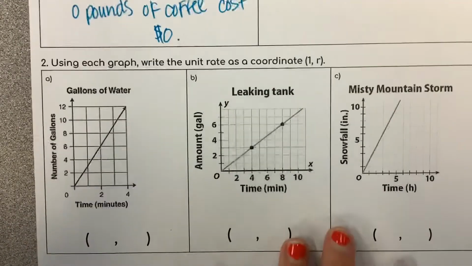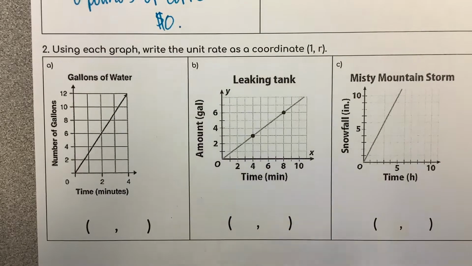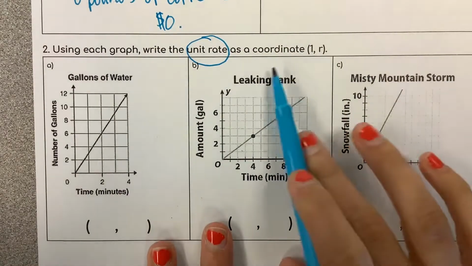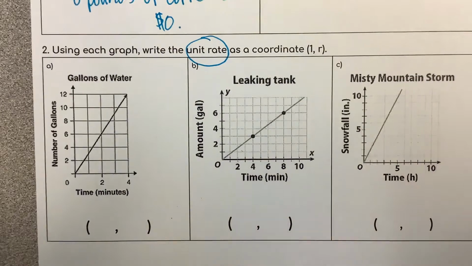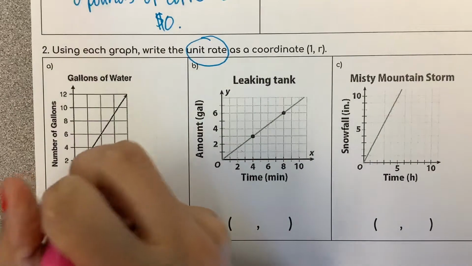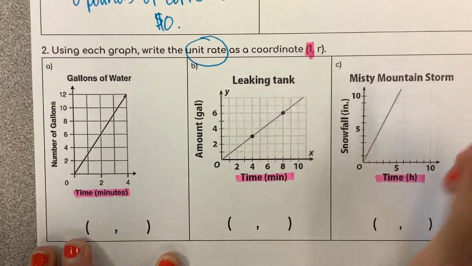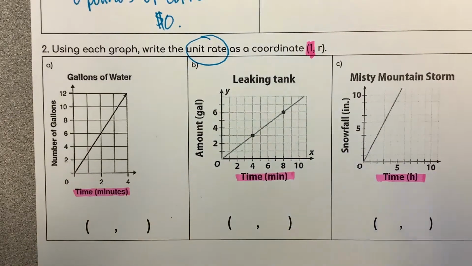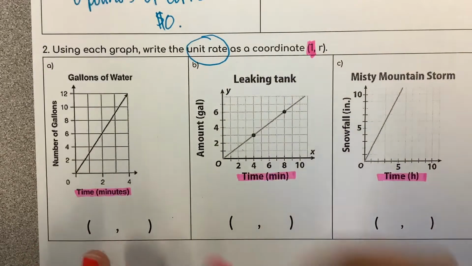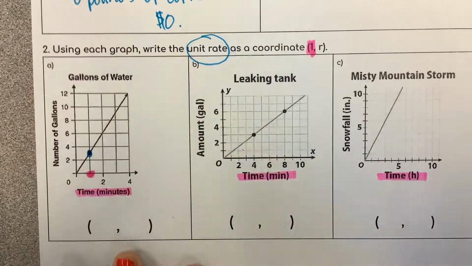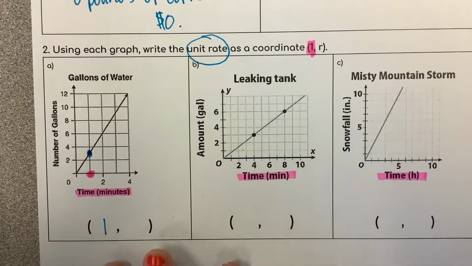All right. Next scenario is using the graphs to write the unit rate. So we're writing the unit rate given these graphs as a coordinate 1, r, because the unit rate means for these x values here, for this one we have time in minutes, time in minutes, time in hours, that x coordinate is 1. So we want to know for each of these wherever 1 is, okay? So in this first one, 1 is right here. So we are looking at what would be the x or the y value at unit 1. We know it's going to be 1 for x. What is the y value?